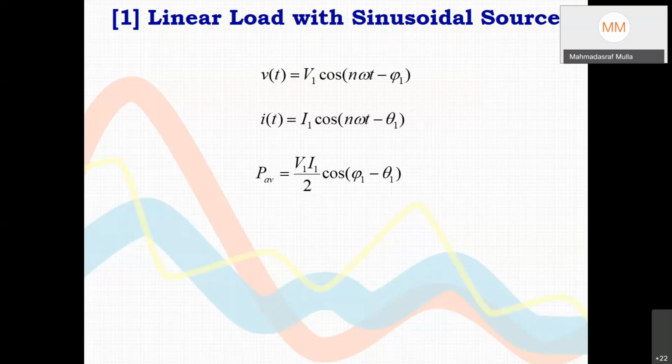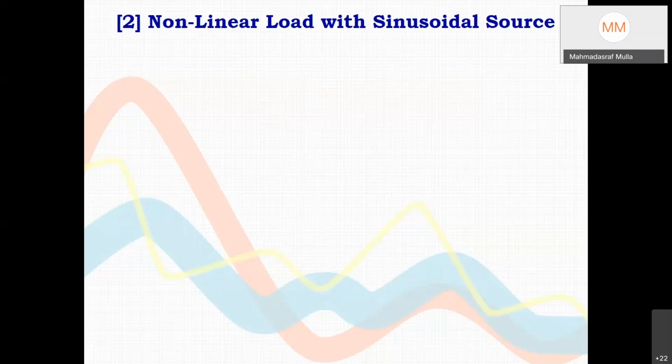So RMS voltage, RMS current into cos of angle between voltage and current. So here, what is volt ampere? It is V1 by root 2, I1 by root 2. So if we divide this average power by volt ampere, then power factor here is cos of angle between voltage and current. So power transfer is reducing only because of phase displacement created by load element RLC. Okay, so this is a linear load case.